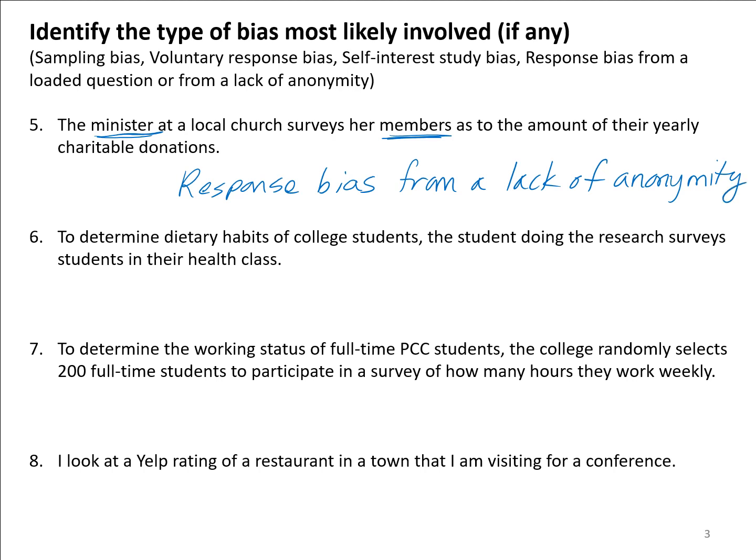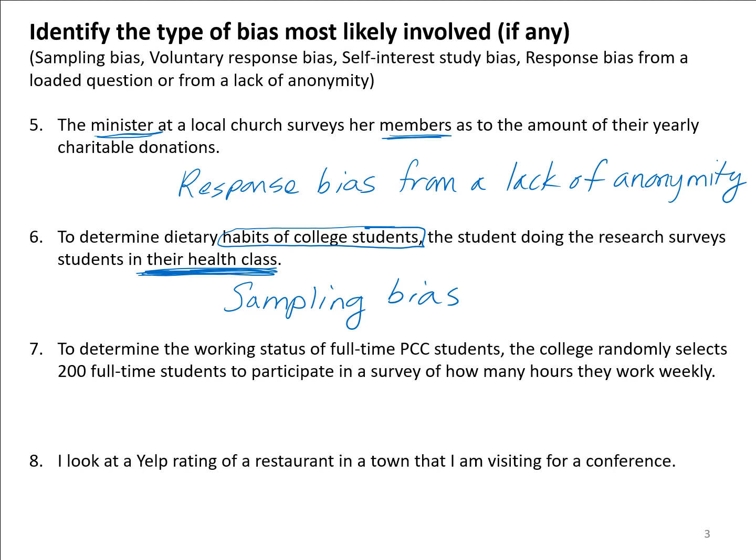Number 6, to determine dietary habits of college students, the student doing the research surveys students in their health class. So we want to know the dietary habits of college students in general, but the person is only going to look at students in their health class. Now, that's a very specific group of people. People who are taking a health class may be a little more conscious of what their diet is. And so you may tend to have a little bit biased results here, because what you sampled from is not representative of the population, the entire group of college students. So I would say there's some sampling bias here.